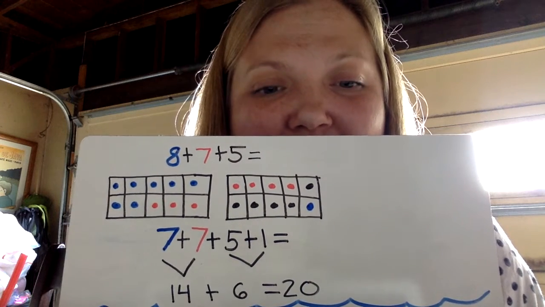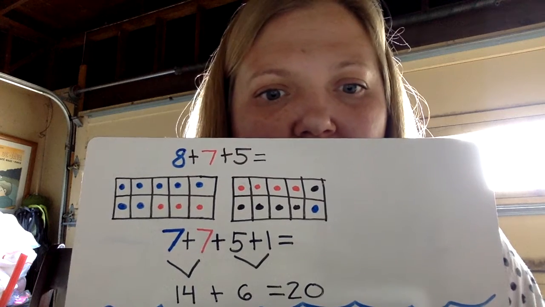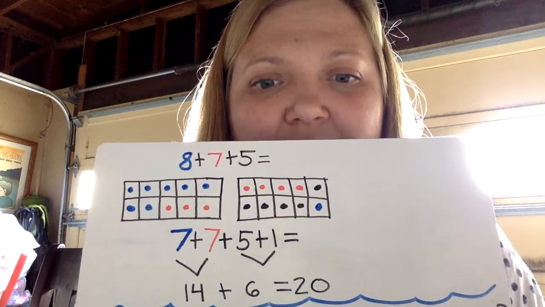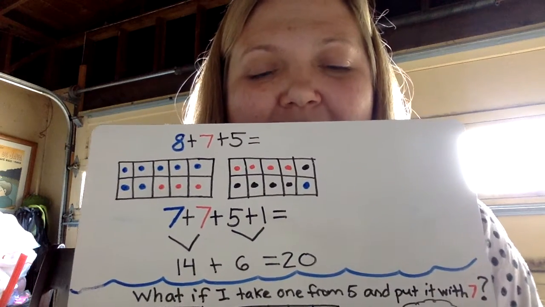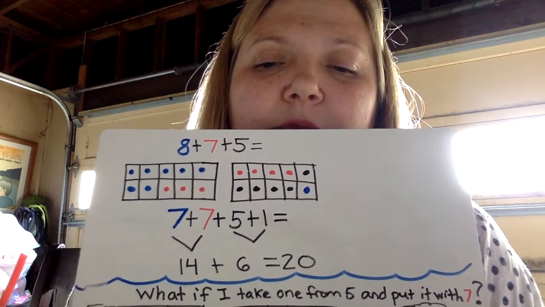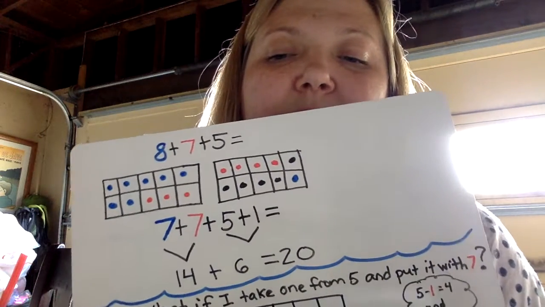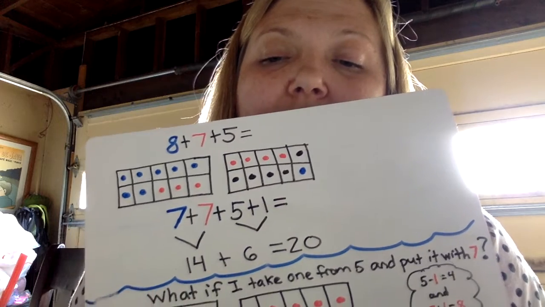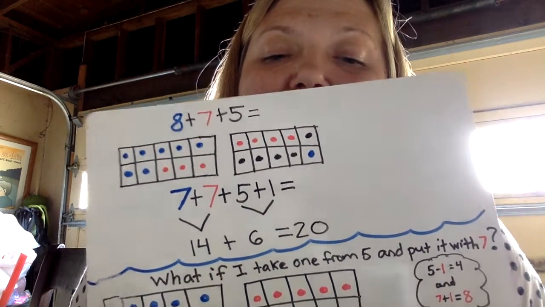And so my brain just said, oh my gosh, 14 and 6. 6 and 4 make 10. And 10 more. Oh, it makes 20. It fills up the whole double 10 frame. That was my first strategy. Then I was thinking, what if I take 1 from 5 and put it with 7? So I was thinking about that, and I thought, if I take 1 away from 5, that makes 4. And 7 plus 1, that makes 8.